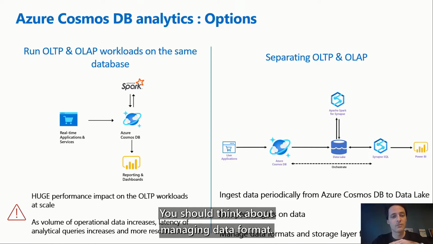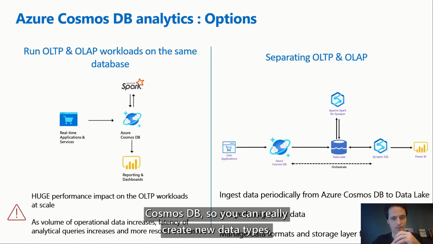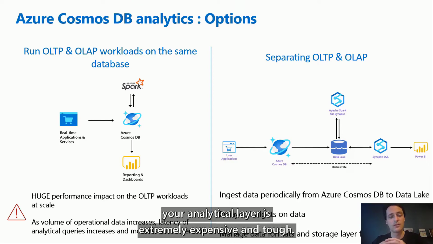And you should think about managing data format. In modern applications and modern databases, you need to be able to have a schema-less type of database like Cosmos DB. So you can really add new data types, new data into the system, new columns into your document, and maintaining that in your analytical layer is extremely expensive and tough.